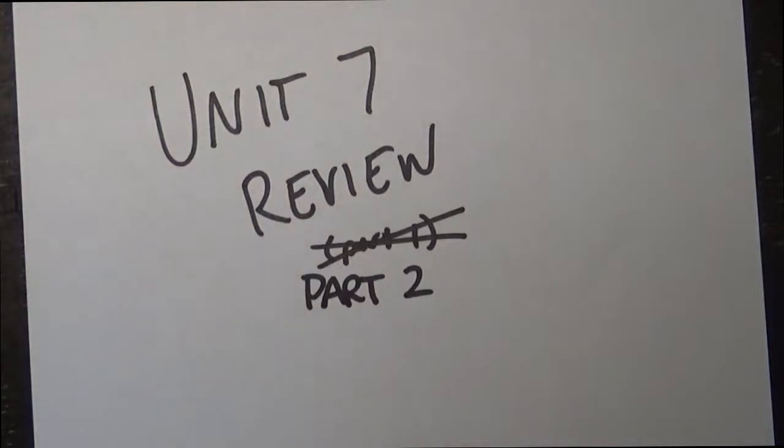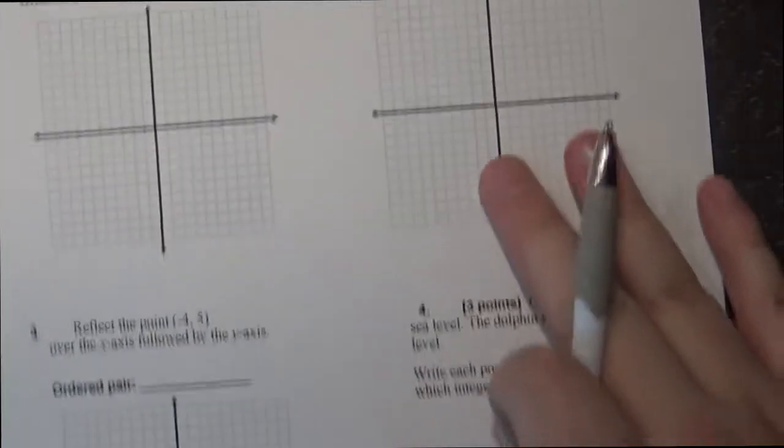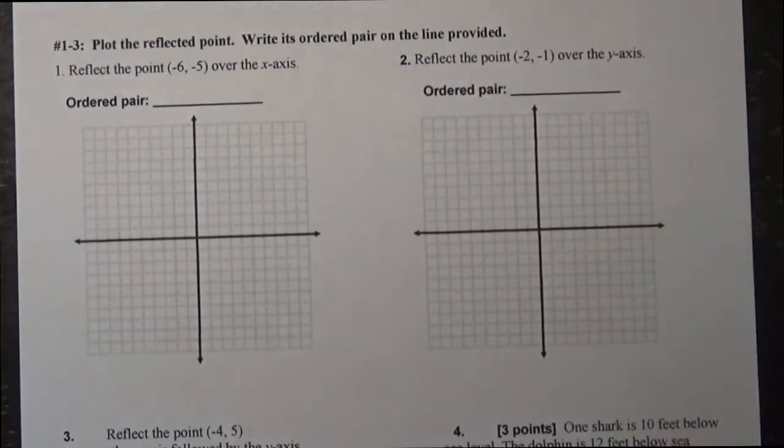All right, gang, it is now time for our Unit 7 Part 2 review video where we take a look at Part 2 of our study guide. Let's get to it. Here we are on Part 2. We've got a lot of coordinate grids, a lot of graphing going on here, and so it's something that I think that we're all capable of doing just by being careful as we plot our points.